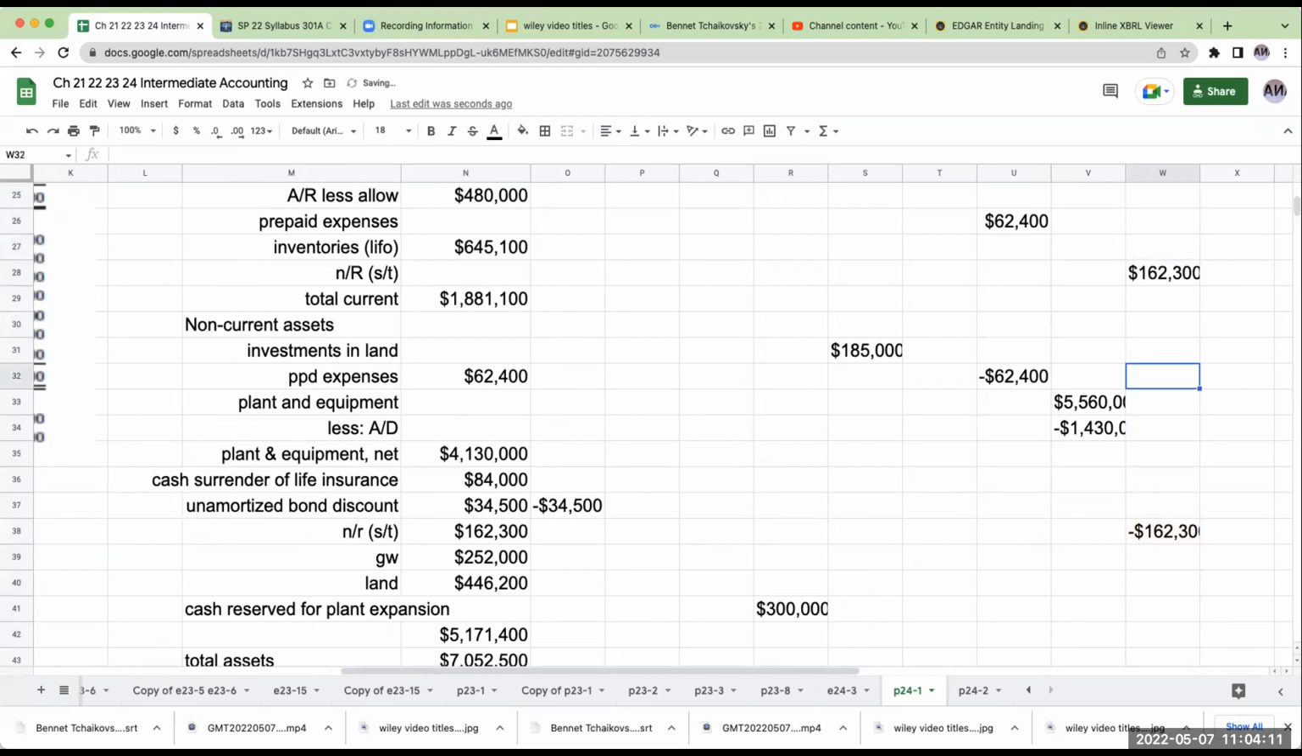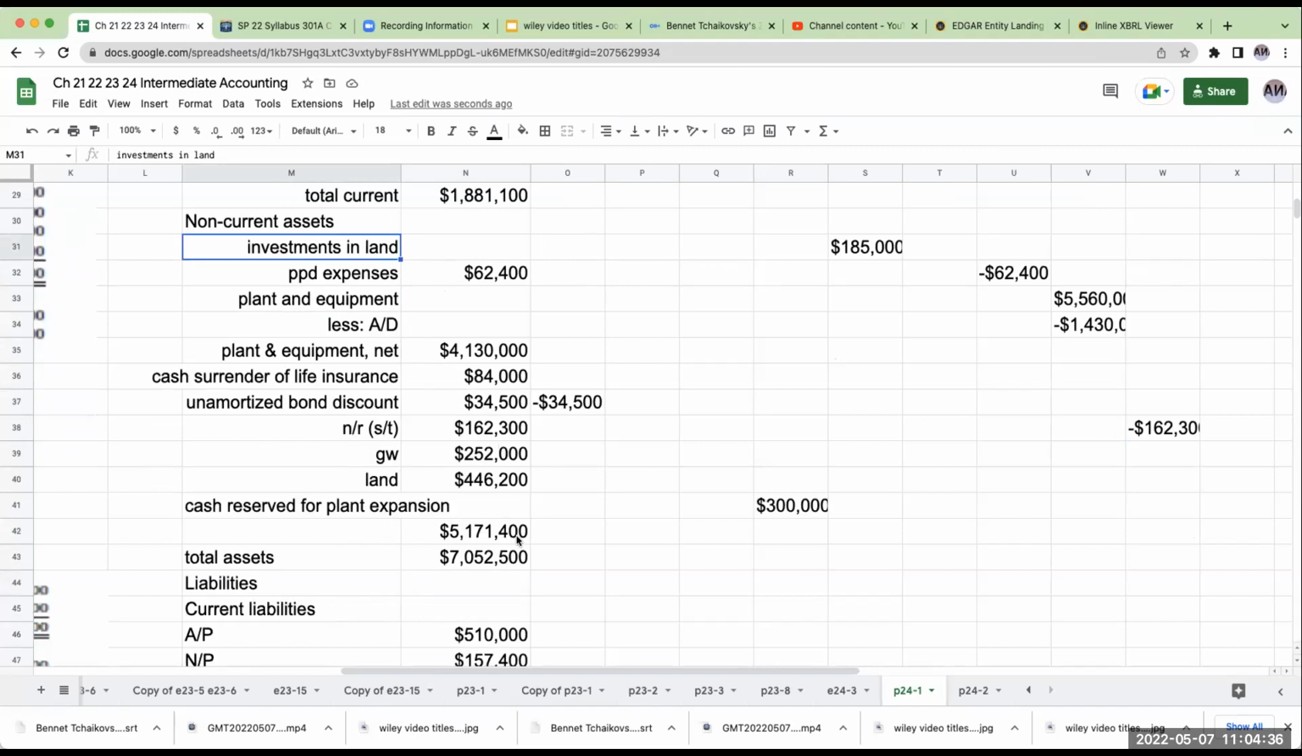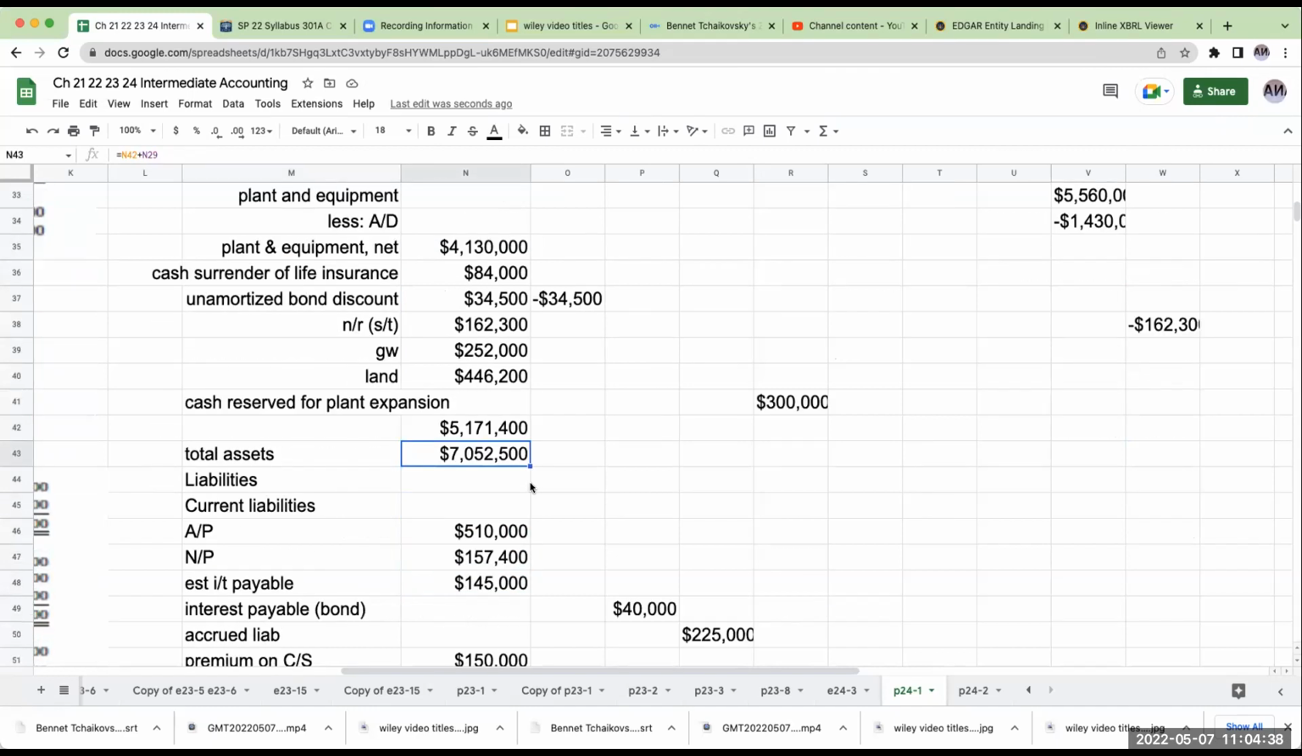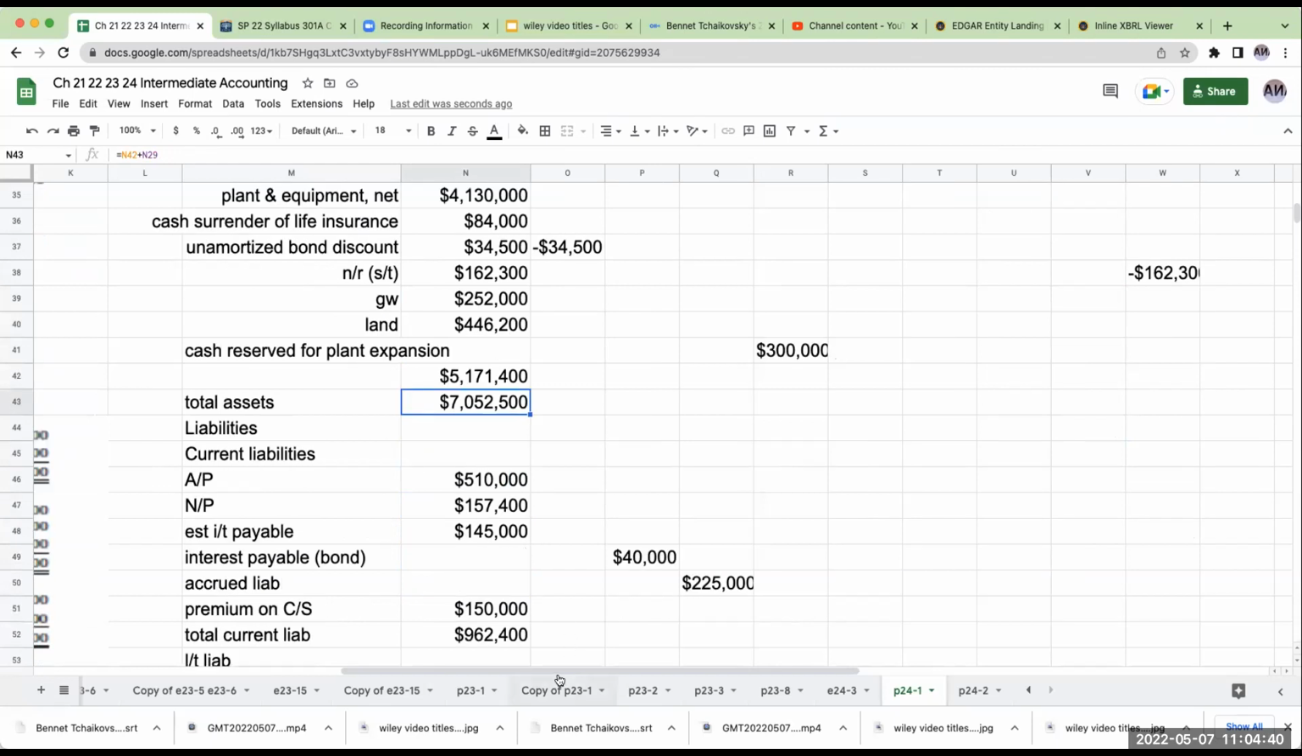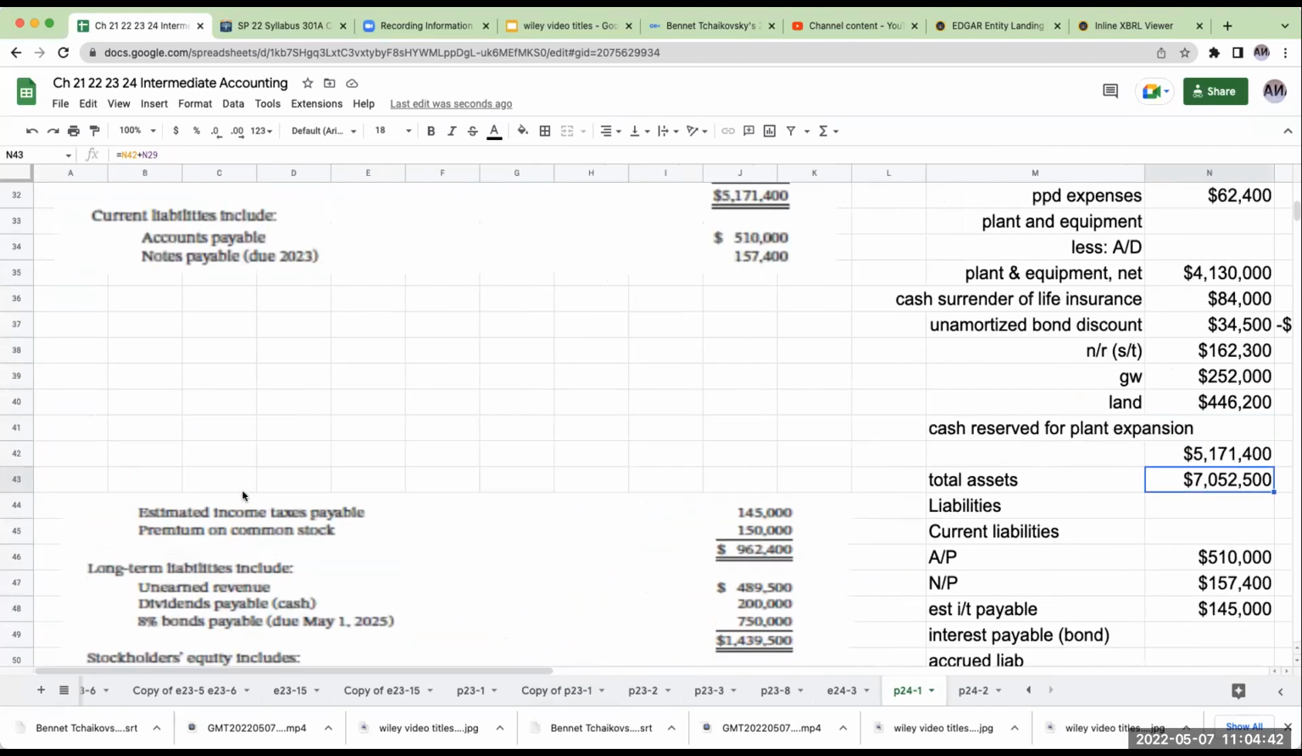Okay. Goodwill is fine. Land is land over here. This is fine. Now, when we say over here investments in land, I am assuming that this land is being used in our plant as opposed to an investment in land. So that's kind of the difference. Let's now go through over here and take a look at our different items for our liabilities.